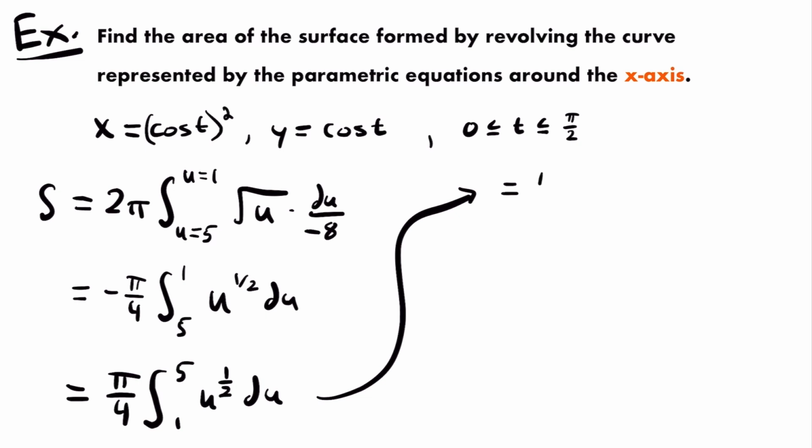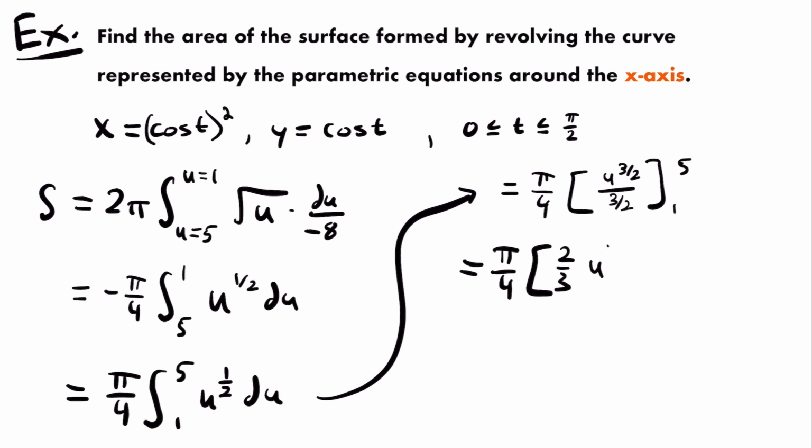Okay, so now we can integrate, and let's do that over here. This will be equal to pi divided by 4 times u to the 3/2 power divided by 3/2 evaluated from 1 to 5. Right, if we use the power rule for integration, we add 1 to that exponent and divide by that new exponent, and 1/2 plus 1 is 3/2, and so we divide by 3/2. Now dividing by a fraction is the same as multiplying by the reciprocal of that fraction, so instead of dividing by 3/2, we can multiply by 2/3. So this will be equal to pi divided by 4 times 2/3 times u to the 3/2 power evaluated from 1 to 5.